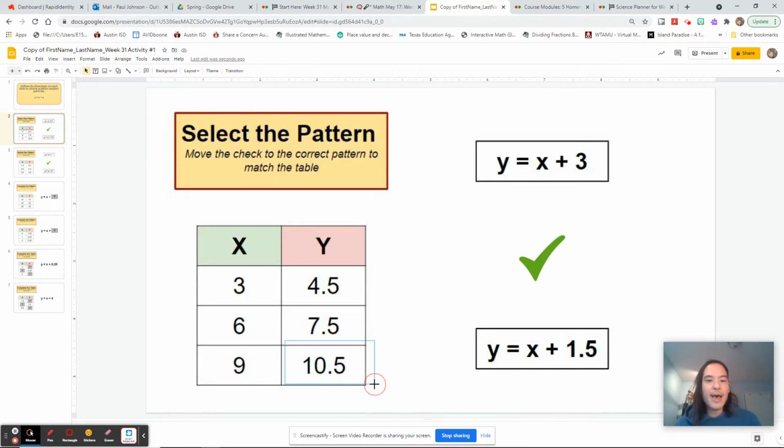How do we turn 9 into 10 and 5/10? So that's what we're going to work on today. First off, we are going to figure out which one of these, x plus 1 and 5/10 or x plus 3, works best.